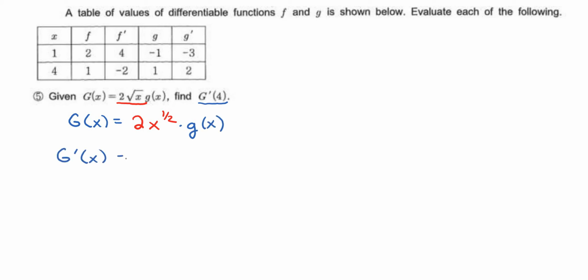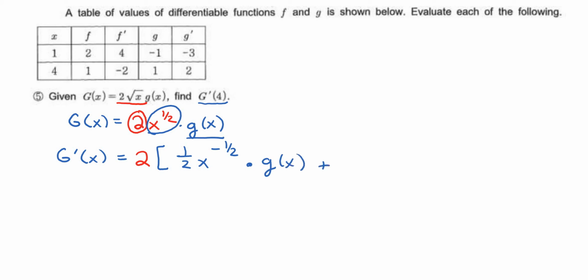So g prime of x equals 2. Now, since I have a constant 2 here, I'll move that to the front. And then what's my derivative of x to the power 1/2? Well, that's going to be 1/2 x to the power of negative 1/2 times the second term, which is just g of x, plus the first term, which is just x to the power 1/2 times the derivative of the second term, and the derivative of g of x is g prime of x.